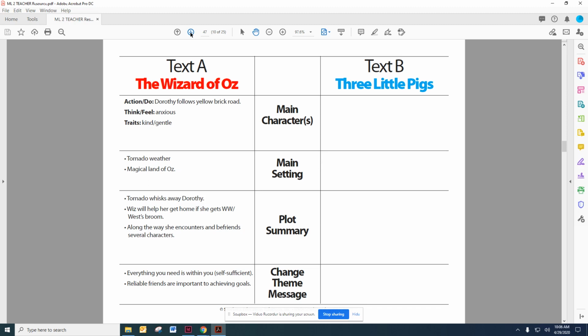That you possess everything you need inside you already. How to be self-sufficient. Another theme or life lesson maybe is that loyal or reliable friends can really help you in achieving your goals.